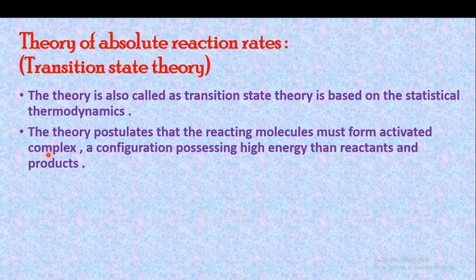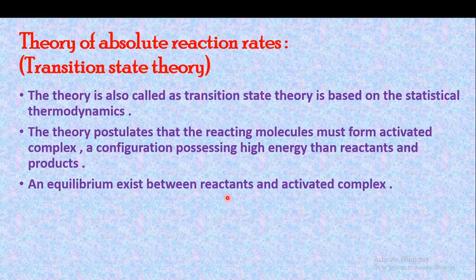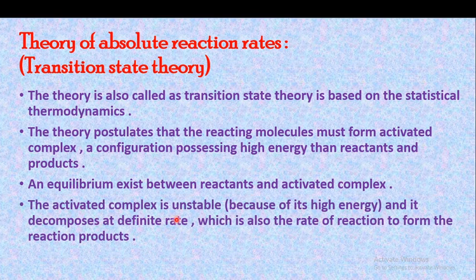So, what is this activated complex? When reactants acquire some energy, that is the activation energy Ea, they form a complex called the activated complex, a configuration having higher energy than reactants and products, and an equilibrium exists between reactants and activated complex. The activated complex is unstable because of high energy. If energy is high, the complex is unstable; if energy is low, the complex is stable. Here the energy is high, therefore the complex is unstable.